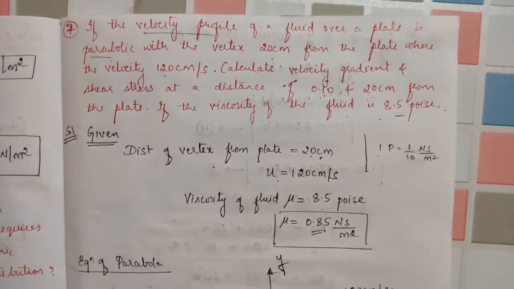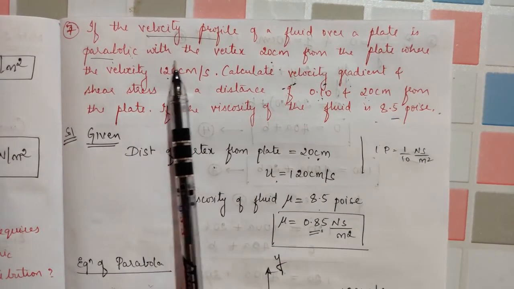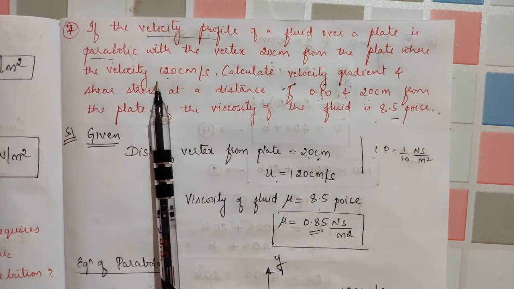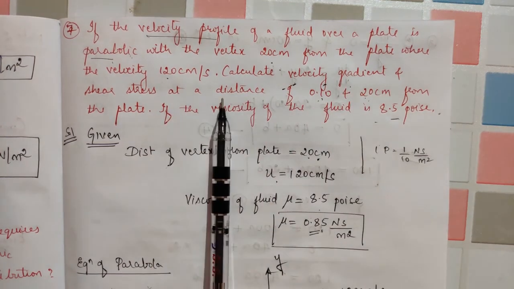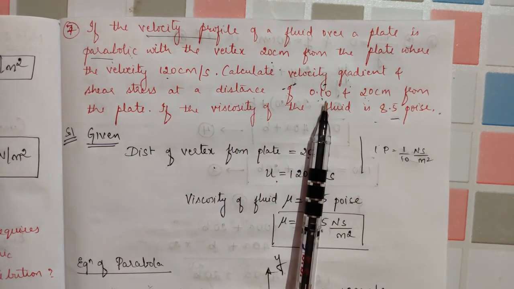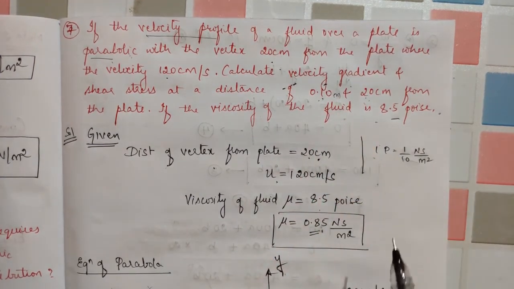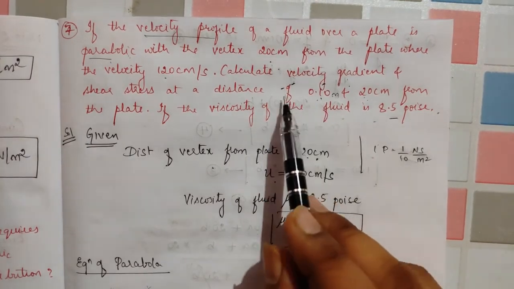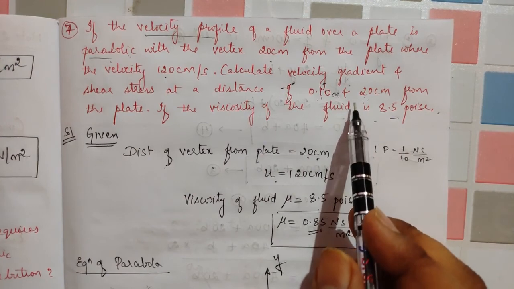So see here, if the velocity profile of a fluid over a plate is parabolic with the vertex 20 centimeter from the plate where the velocity is 120 centimeter per second, calculate velocity gradient and shear stress at a distance of 0.10. This may be meter. So some problem is in the question. They have given like this only. It may be distance of 10 centimeter and 20 centimeter. So that's why I also got confused.